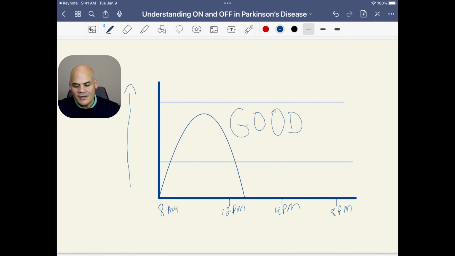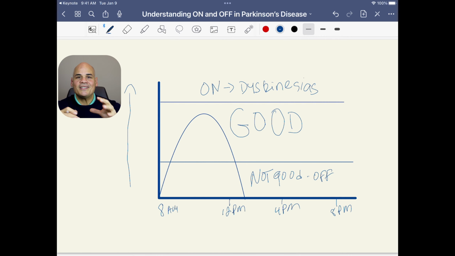Here, they are not feeling good, and actually, right here, the person is in the off medication state, and then right here, at this level, the patient is on, but it might be too much on, right? So the patient or that person with Parkinson's might be suffering from dyskinesia. So now we see that the level of the medication actually plays a really big role.